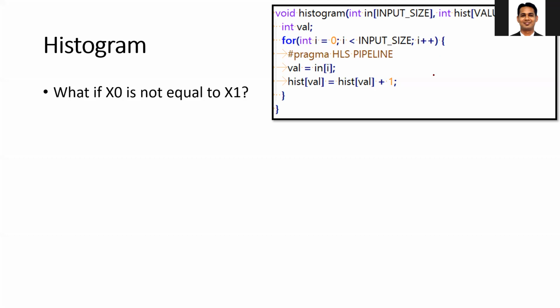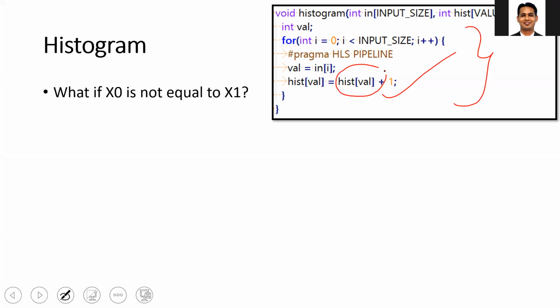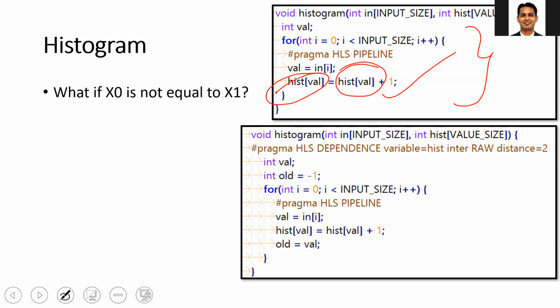So in this case, if you write this code, you know that this dependency is not there, but you need to inform the tool, because the way you have written this code, the tool will always assume that there is a dependency between the read and the write in the subsequent iteration, and the tool will give you an initiation interval of 2. So by using the HLS dependence pragmas, you can tell the tool that the dependency is not there.